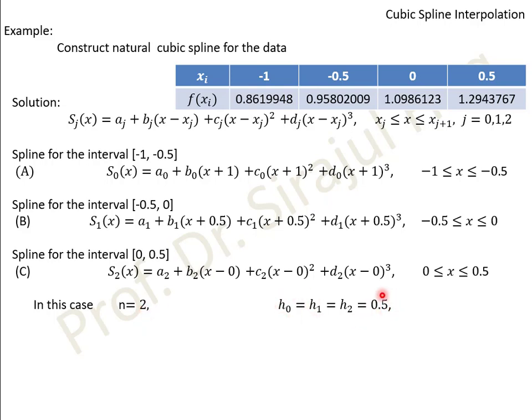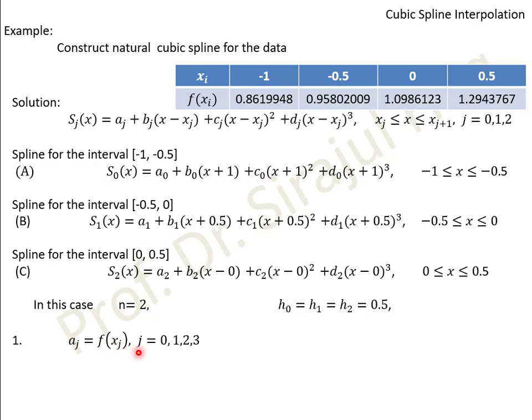Xj was equal to xj plus 1 minus xj in the last case. So if you look at this data, the step size is the same, so h0, h1 and h2 are the same, and this minus this, this minus this, this minus this gives you 0.5. So the data we are using here is equally spaced data.